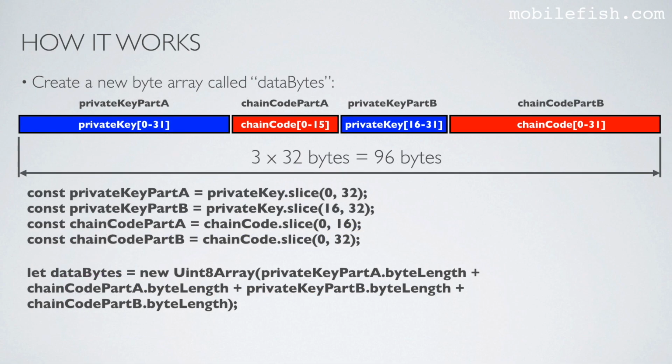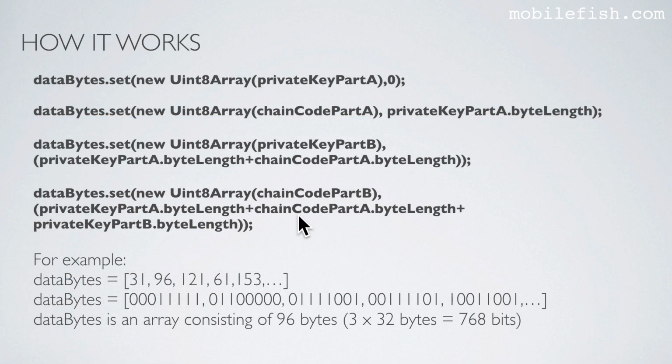The next step is to create a new byte array called data bytes. The data bytes array consists of the first 32 bytes of the private key, followed by the first 16 bytes of the chain code, followed by the last 16 bytes of the private key, followed by the first 32 bytes of the chain code. The data bytes array contains in total 96 bytes. This is how it is done in code. And here is the rest of the code.